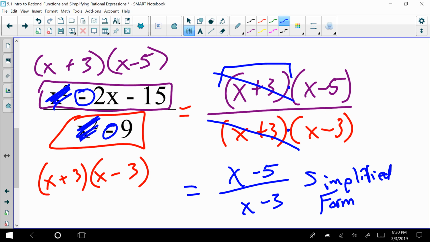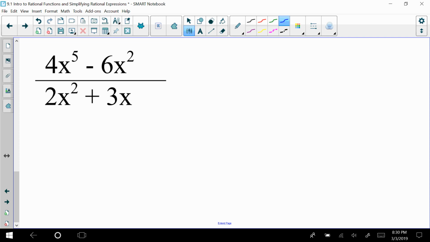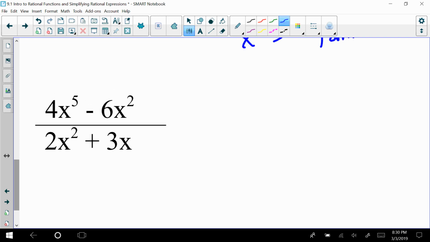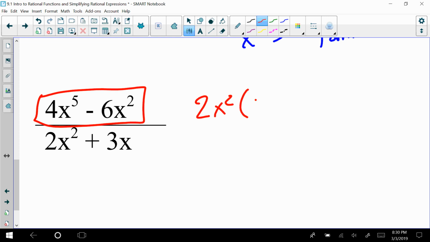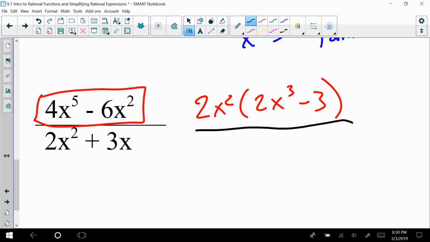And this is what we're really hitting on today. That's simplified form. Well, here's another one. Again, now's a good time to pause the video. Can I do anything here with the top? When I look at it, I think that a 2 goes into both 4 and 6, and they both have x squared. So that would be 2 x squared left, times x to the third minus 3. That's not too bad. And I work on the bottom. Those share an x times 2, so 2x plus 3.